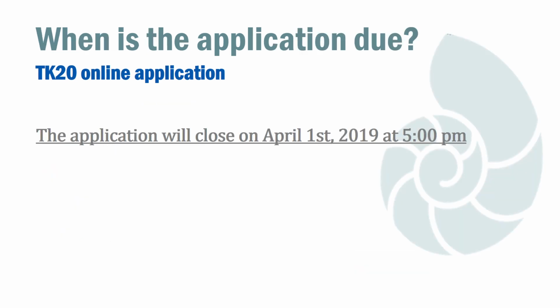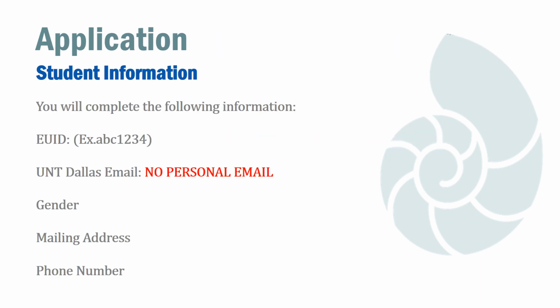When is the application due? The application will close on April 1st, 2019 at 5 p.m. So we're going to go ahead and break down the application in sections. Student information: you will complete the following information in your application. We will ask for your EU ID, your UNT Dallas email. Please do not add a personal email. I will only contact you through your institutional email. Gender, mailing address, and phone number.